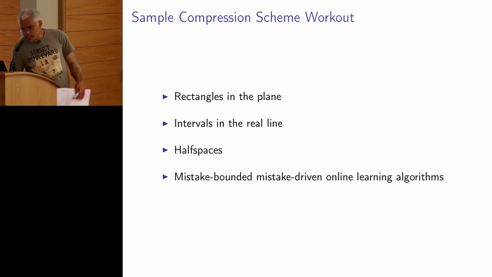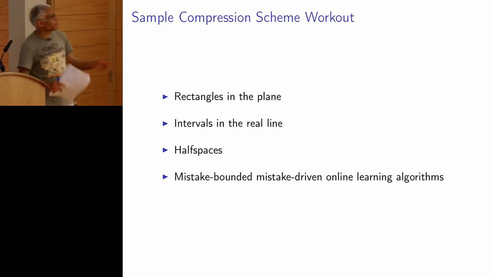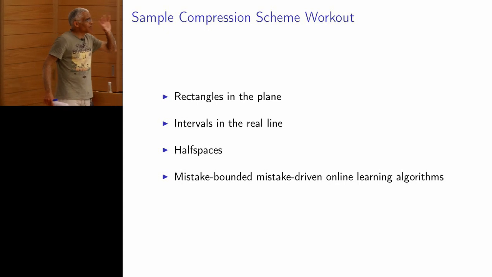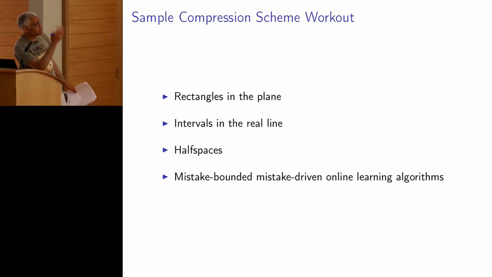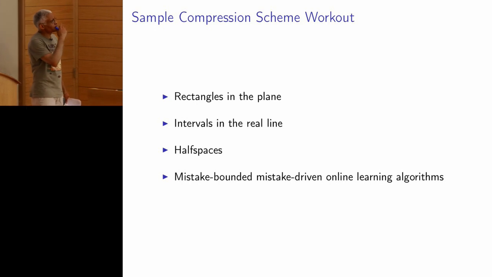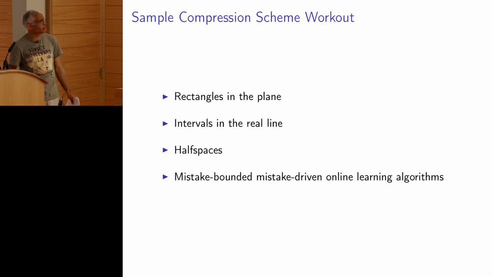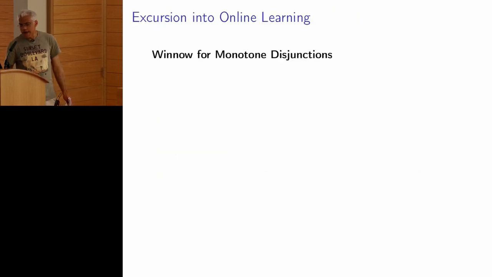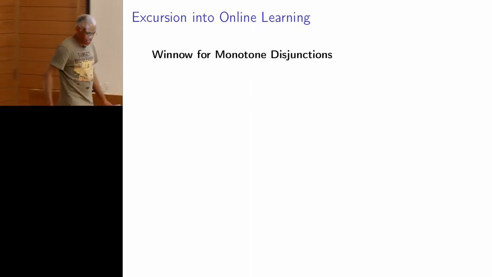Okay, so one last example of a compression scheme, and this gives you a kind of, let's go out of our boring PAC world and consider a different type of learning algorithm that's going to give us a compression scheme. Here's a learning algorithm. It's a so-called mistake-bounded, mistake-driven online learning algorithm. And this is going to give us a sample compression scheme. So let's have a quick excursion into online learning.